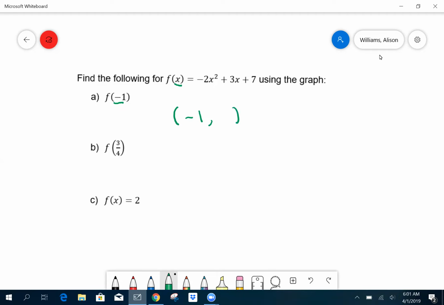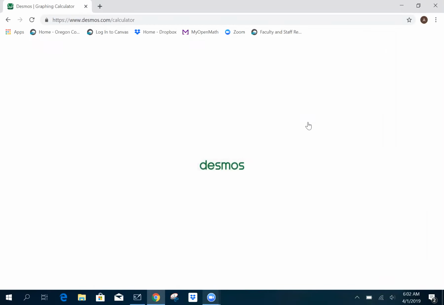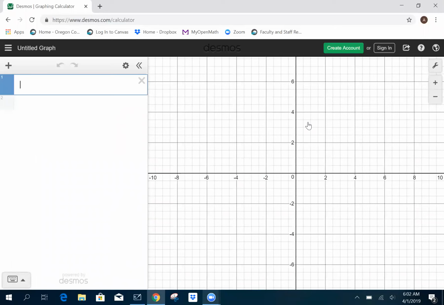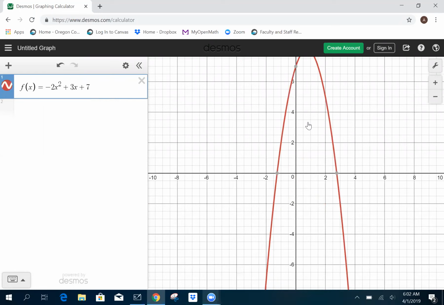All right, so to do that, I'm going to go over to desmos.com, which I've already entered into my web browser, and I'm going to hit Start Graphing. It pulls up a graph, and I'm going to enter the function now. What's cool about the program is I can actually write the function as I saw it, f of x equals negative 2x, and then to do a power, we use what's called the caret symbol. That's shift and the number 6, squared, plus 3x plus 7. All right, and there's our graph.